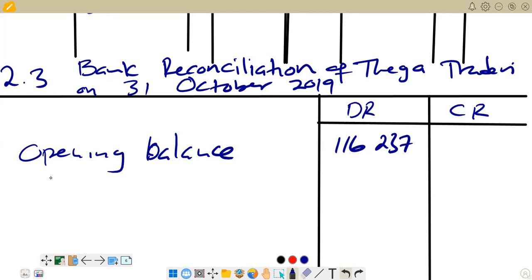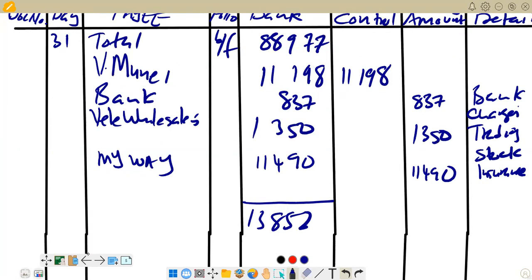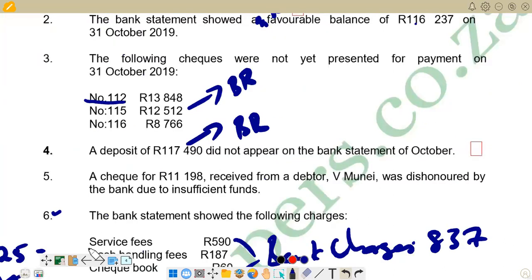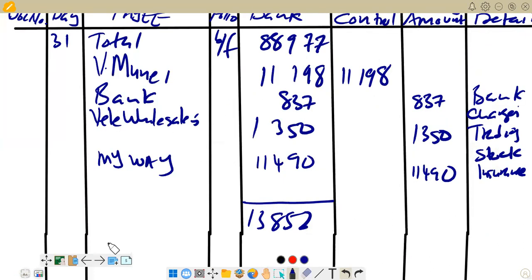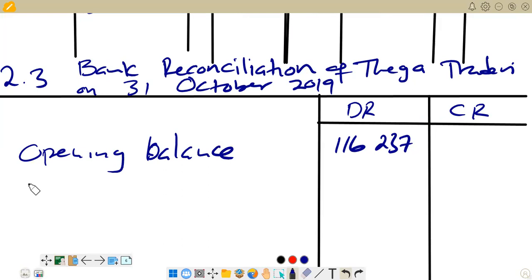So we can go back there and see transactions that are going to affect the bank reconciliation. Remember, we were highlighting them. The first ones are these ones. The following checks were not yet presented for payment, and this one was cancelled, 112. So we're not going to consider it. We only take check number 115 and check number 116. We have 12,512 and 8,766. So we are going to enter those ones. They were not presented, so it means we need to put them on the debit side. We put them on the debit side, so we can say debit outstanding checks.